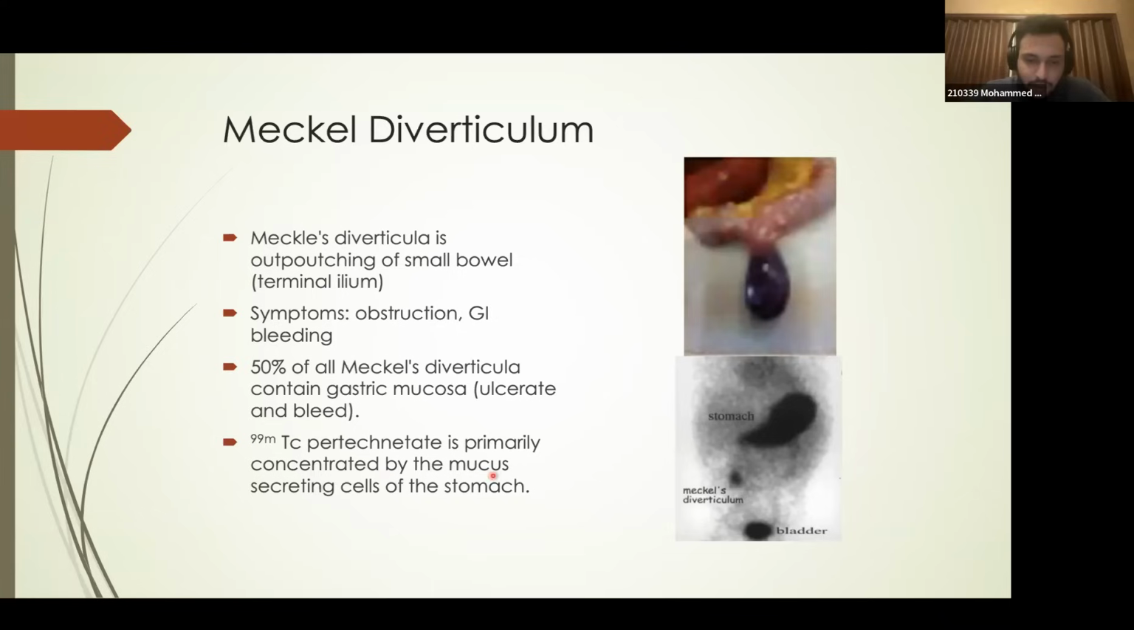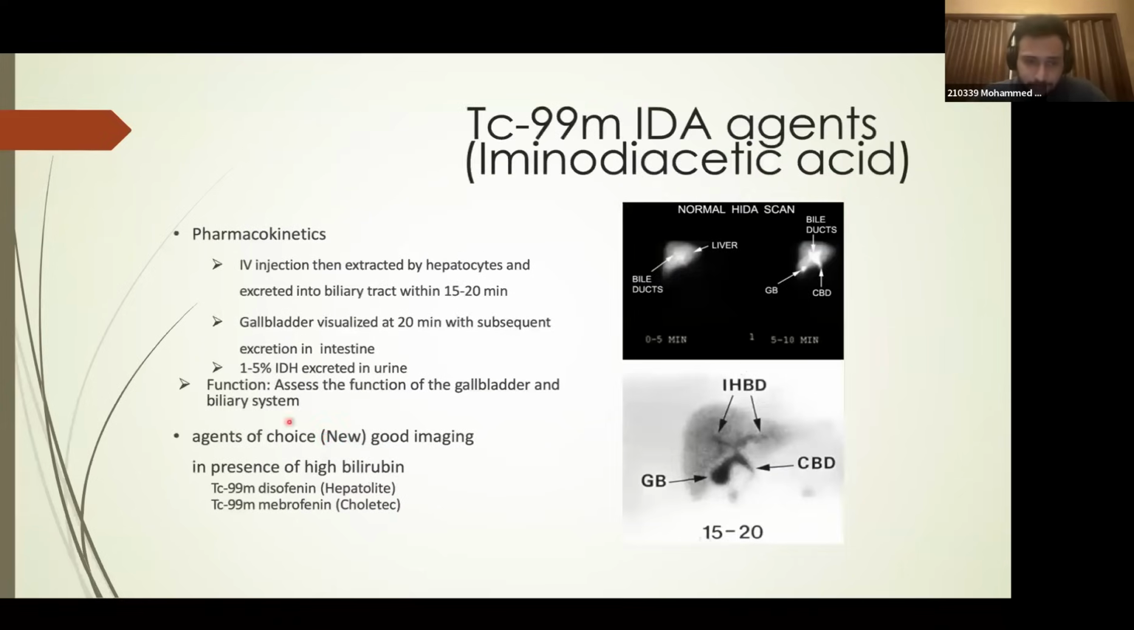Michel's diverticulum will usually have different cells in it. It usually will have mostly gastric cells, but it can have pancreatic cells. The gastric cells, the mucus secreting cells of the stomach in the Michel's diverticulum, will be what's getting targeted by the technetium pertechnetate. Okay, so that's that. The next thing is called a HIDA scan.